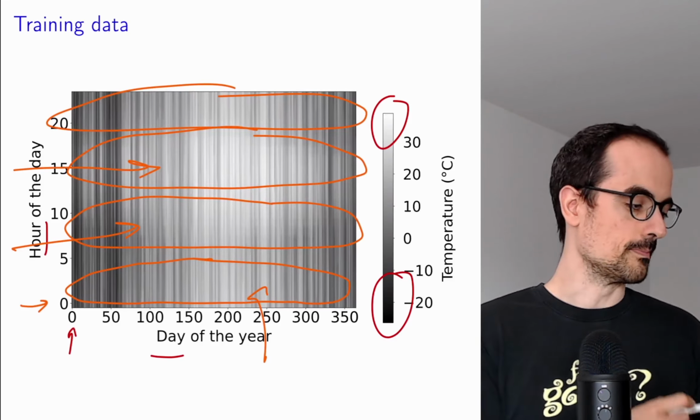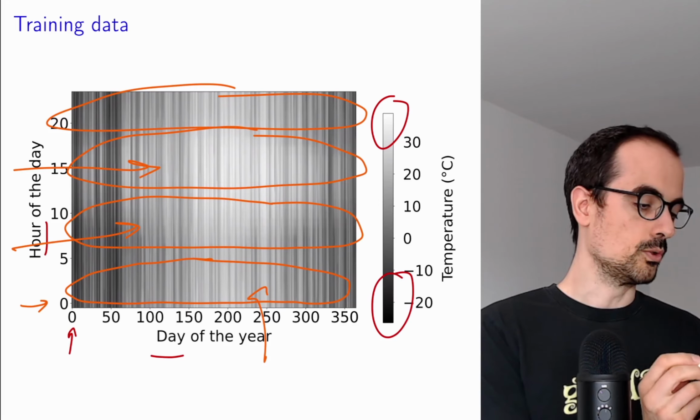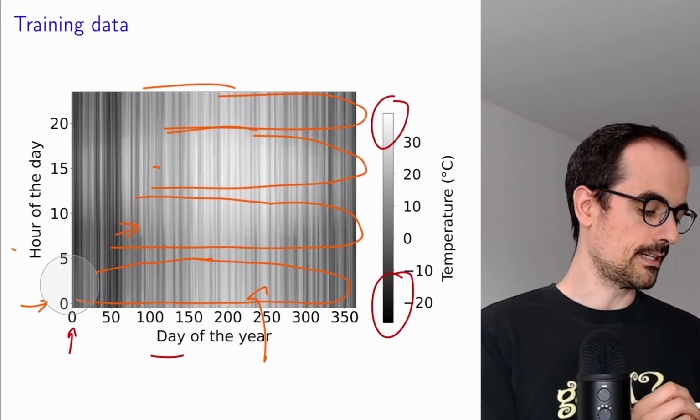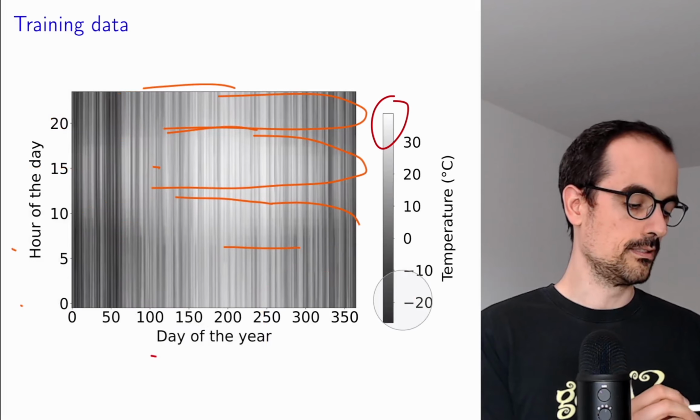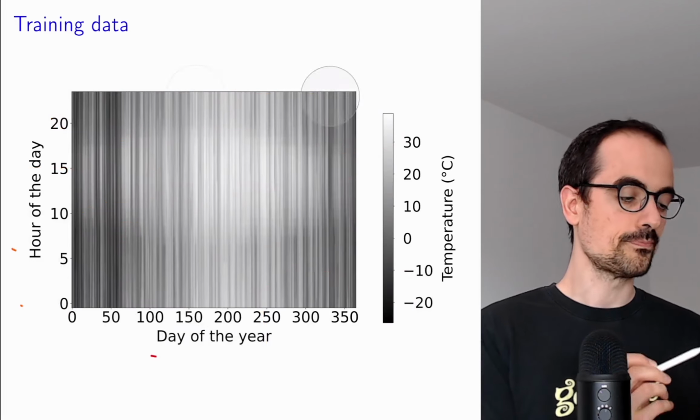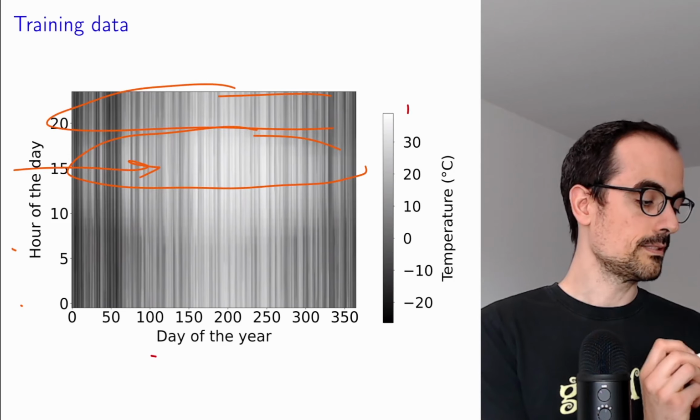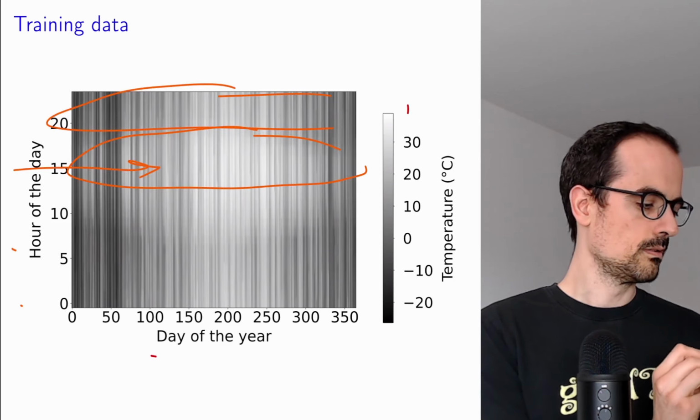Oops, I almost dropped my pencil. I'm going to erase all of this stuff. So here you see the training data. So what happens? Oops, I don't know what happened there.